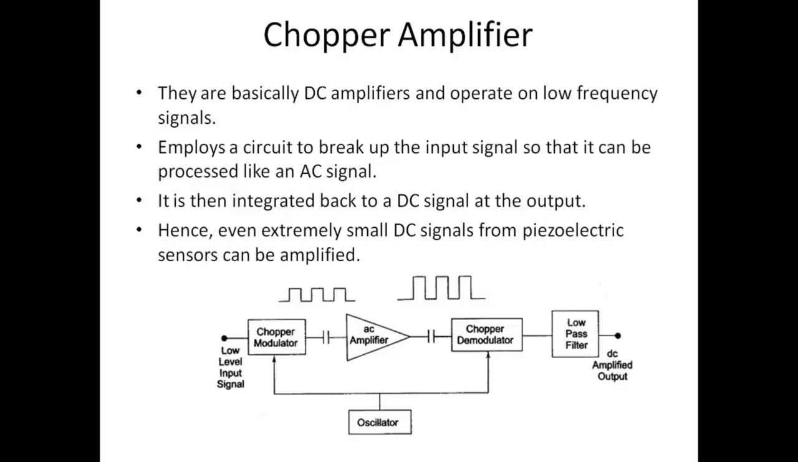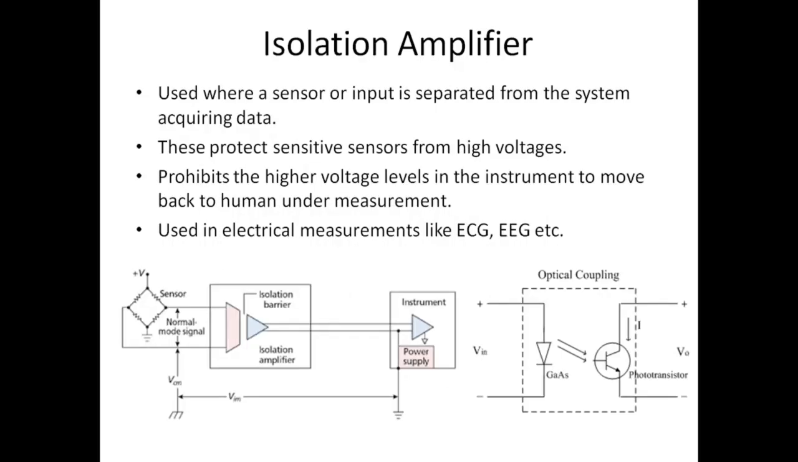So in this manner, even the extremely small DC signals which are coming from piezoelectric sensors can also be amplified. This method is often used in electronic instrumentation where stability and accuracy are very essential. We are breaking the incoming DC into very small pulses, and those pulses together are similar to an AC signal. So AC amplification takes place, and then finally, at the end, we integrate that again and convert it back into a DC signal.